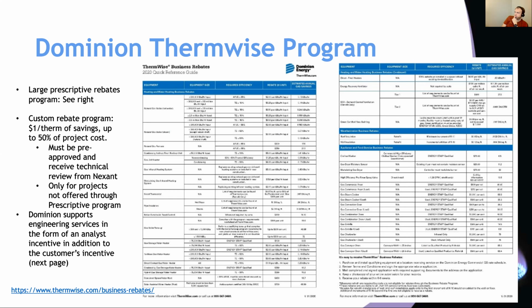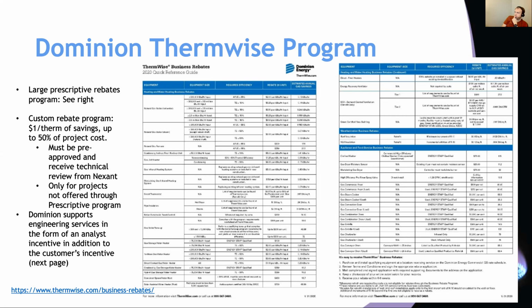They also have a custom program, which is basically $1 per therm of savings, up to 50% of project cost. It has to be pre-approved and go through a technical review from Nexant. You can't do a custom rebate for something that could be offered through the prescriptive program. If you have questions about what would qualify for prescriptive versus not, I'm a pretty good resource to talk to about that, or just about rebate qualifications in general.